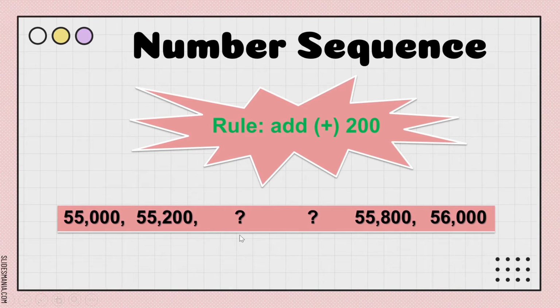Okay, so now we can fill in the blanks here. From 55,200, we have to add 200. So what is the answer? What's the number here? It's 55,400. From that number, 55,400 plus 200. Alright, so the answer is 55,600. So this is how you're going to answer the number sequence problem. You have to know the rule, and to know the rule, just take a look at the two adjacent numbers, just like this.